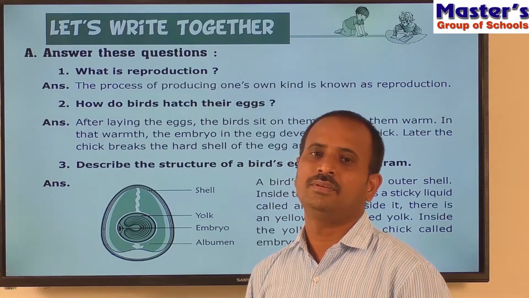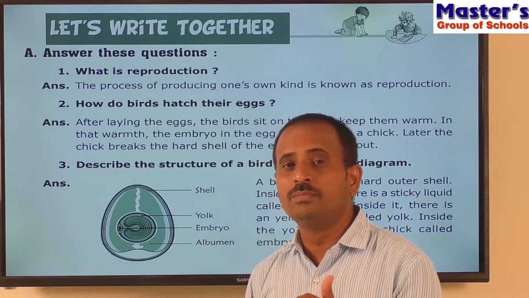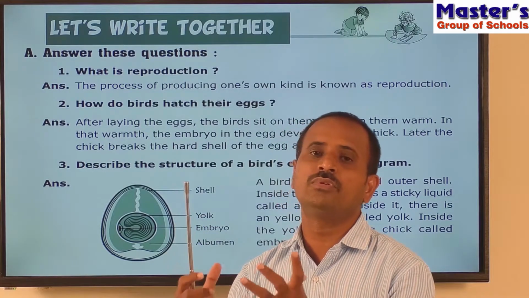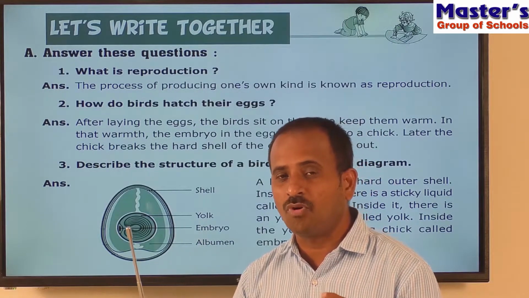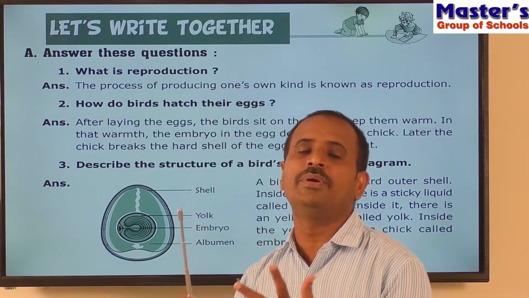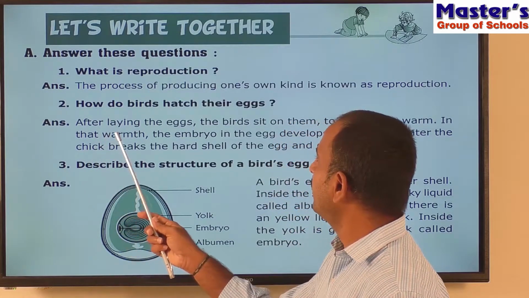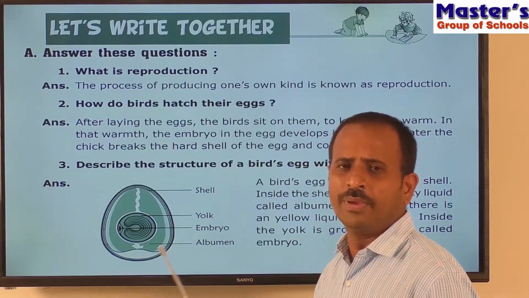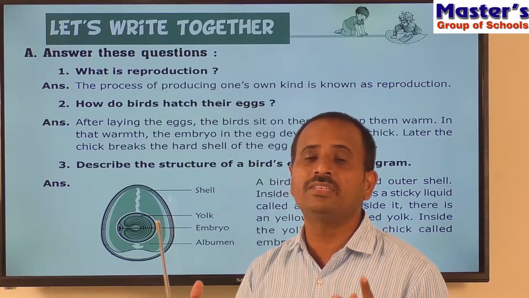Children, the bird gives birth to young babies only when we give warmth to their eggs. That means if the eggs are kept warm, the eggs will give birth to young birds. That's why after laying the eggs, the birds sit on them to keep them warm. Why? Because they have to keep their eggs warm.